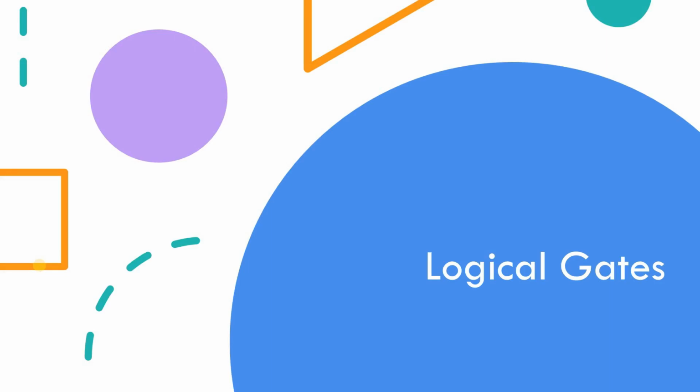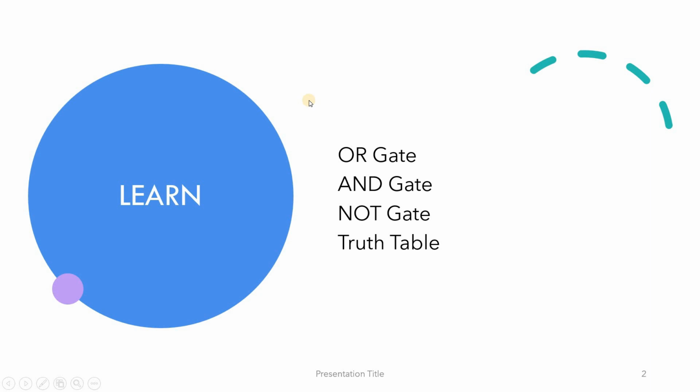Today we are going to learn the basic concept that is logical gates. When we move to today's topic, we are going to learn the four topics: what is the OR gate, AND gate, NOT gate, and the truth table. Those are the contents we are going to cover today.